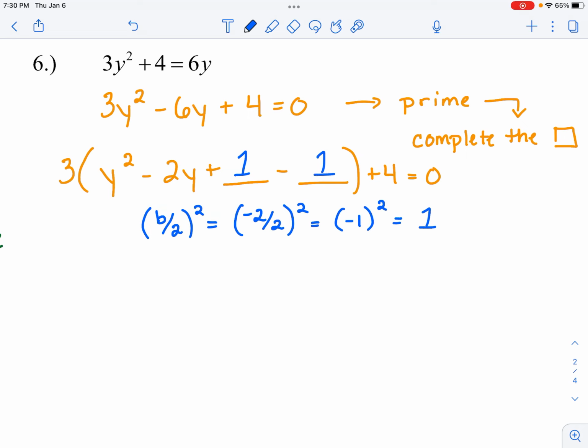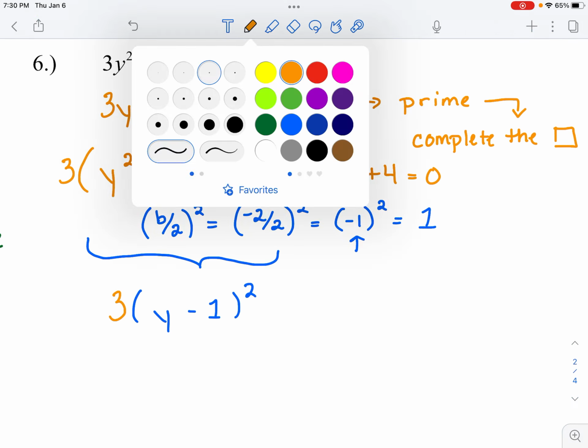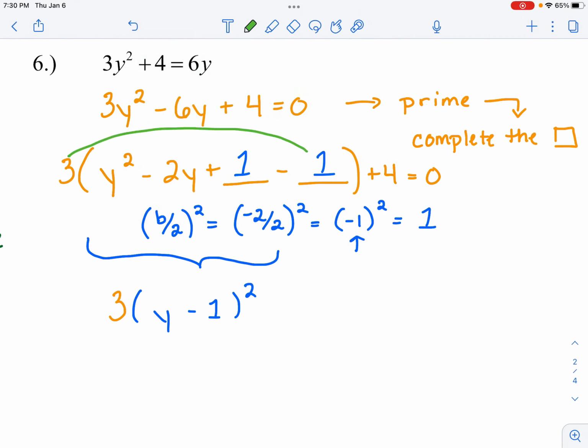All right. Now the first 3 terms are going to factor. So that part right there factors into parentheses squared with a y minus 1 because there was a negative 1 right there. So that's why it's y minus 1. And then I still have the 3 there. And I'm going to have to multiply 3 times the negative 1 to get the negative 3 on the outside. Then I have my original plus 4 equal to 0. Cleaning it up slightly, I'm going to get 3 times y minus 1 squared plus 1 is equal to 0.